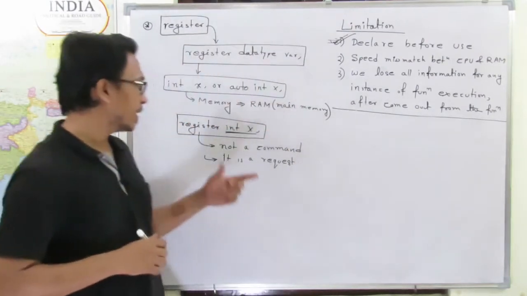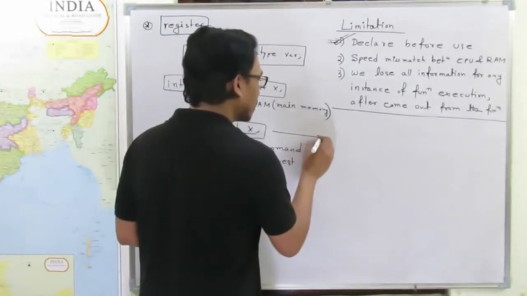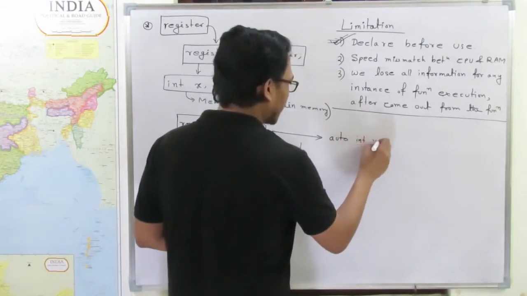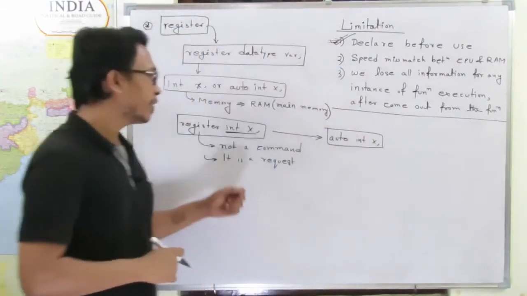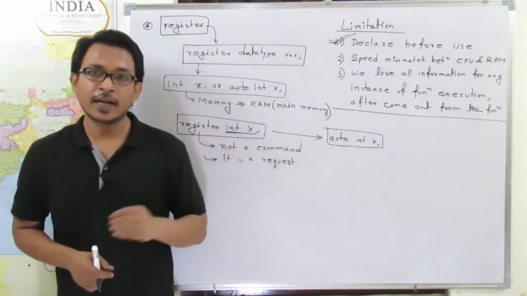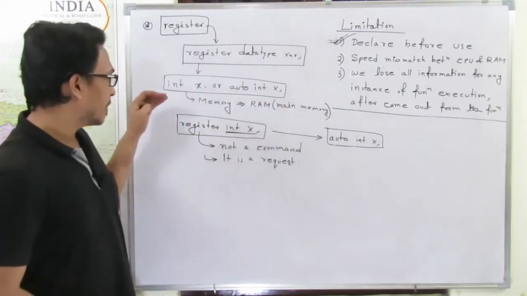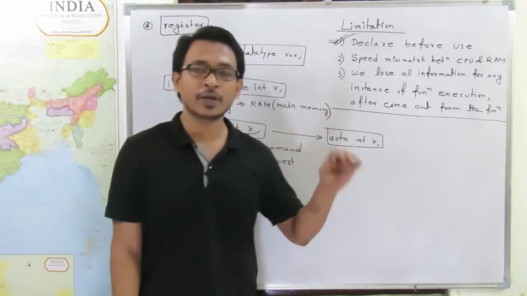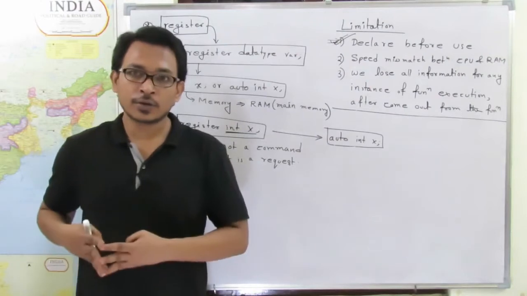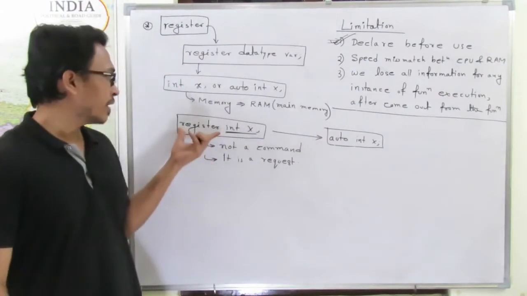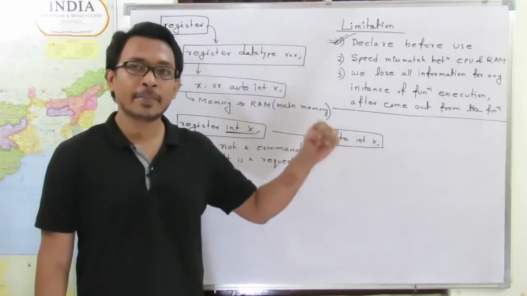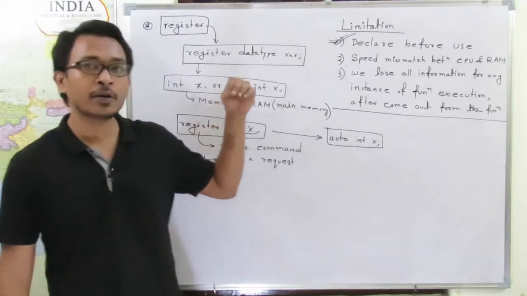At that time this instruction will behave as a normal instruction, that is auto int x, and the system internally decides whether it will execute as register or as auto. If registers are available when the system encounters this instruction, memory will be allocated from a register, and if all the registers are already in use, the system converts this storage class from register to auto and allocates memory from main memory itself, as in our previous cases.